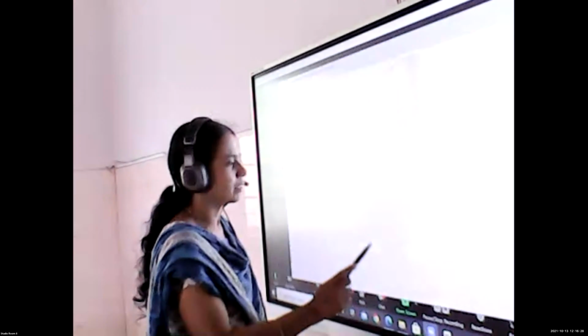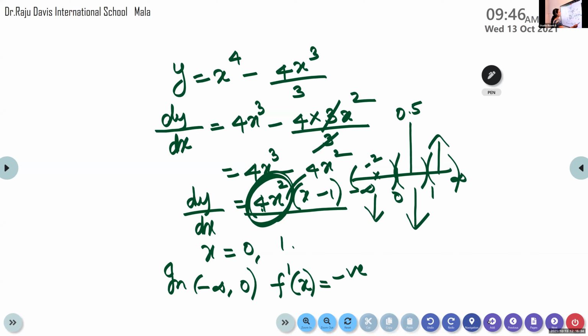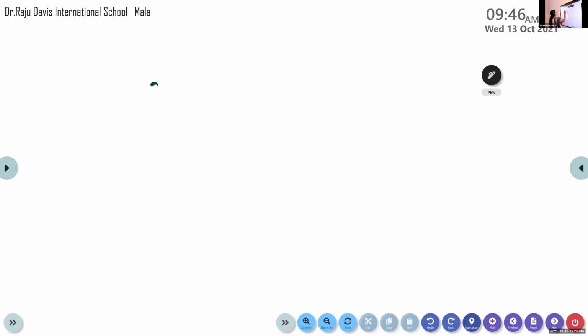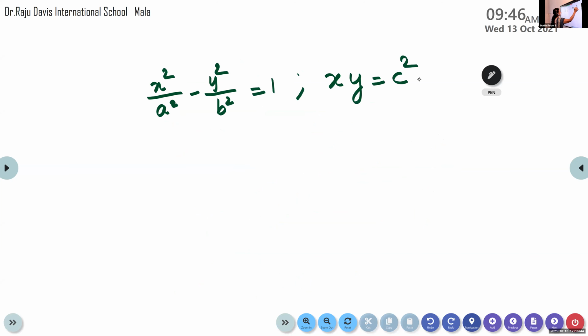Now look at the question. Try this one. We want to find the slopes, isn't it? We are given the two curves. Which are the two curves given here? x square by a square minus y square by b square equal to 1. And what is the second curve? xy is equal to c square. Isn't it? Is it correct? Am I correct, Karthik? These two curves, is it same?